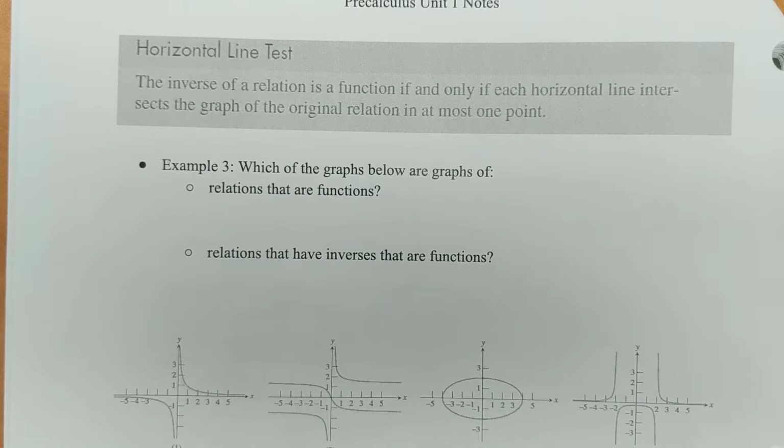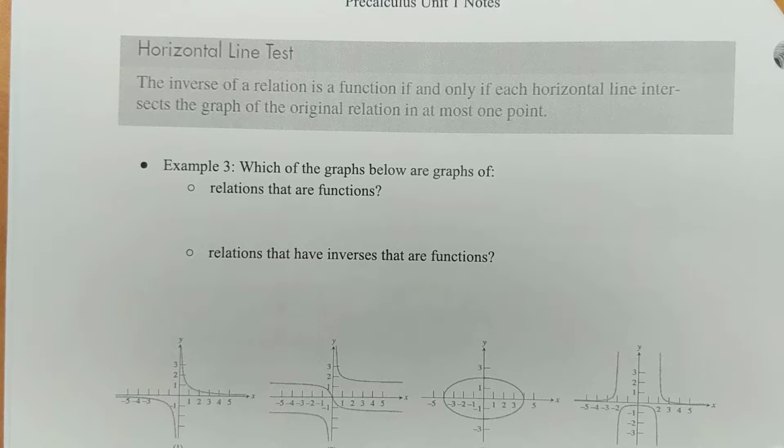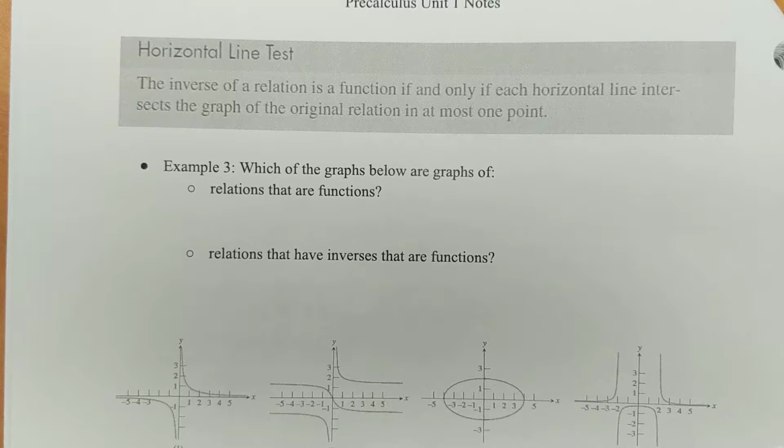So the inverse of a relation is a function if and only if each horizontal line intersects the graph of the original relation in at most one point. So functions may have inverses, but those inverses may not also be functions. That's what the horizontal line test is. The vertical line test checks if the original equation is a function. The horizontal line test tests whether the inverse will also be a function.